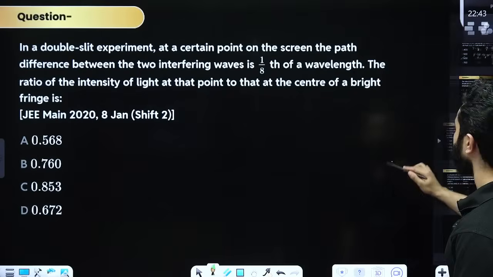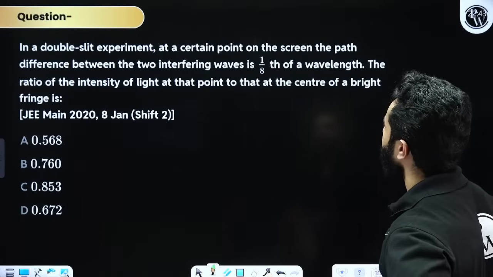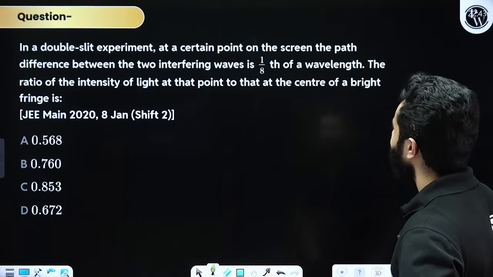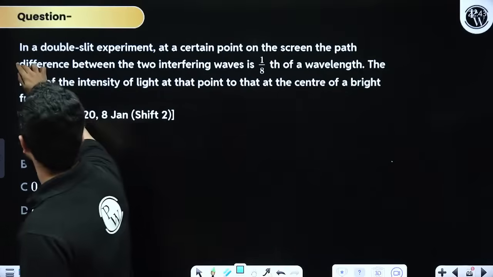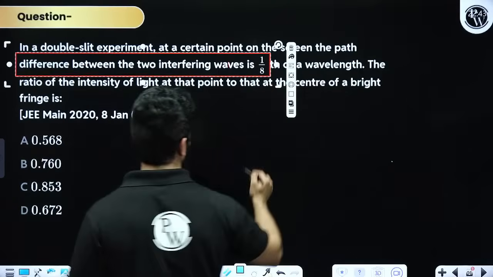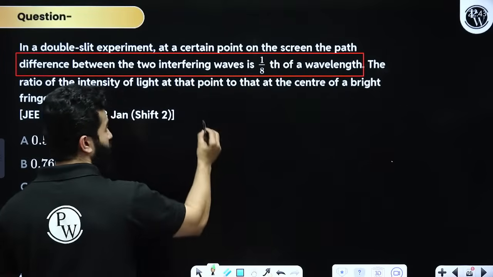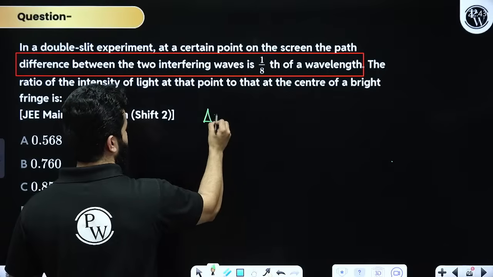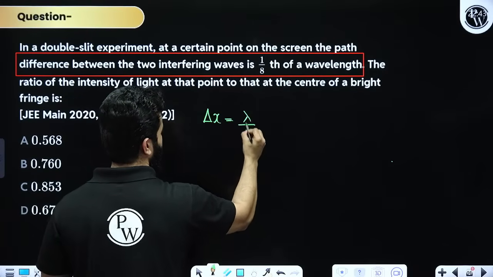What about this one? In a YDSE, Young's double slit experiment, at a certain point on the screen, the path difference. Okay, they have told you the path difference over here. Path difference is 1/8 of the wavelength. So delta x is 1/8 of the wavelength. That means lambda by 8.